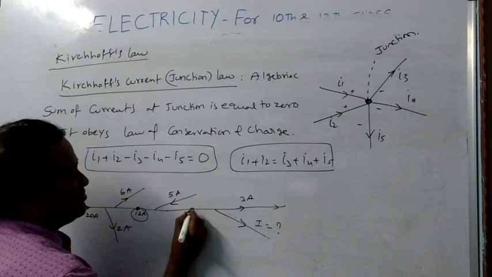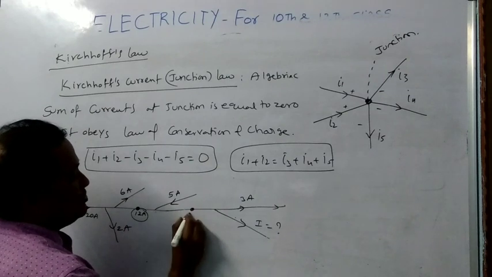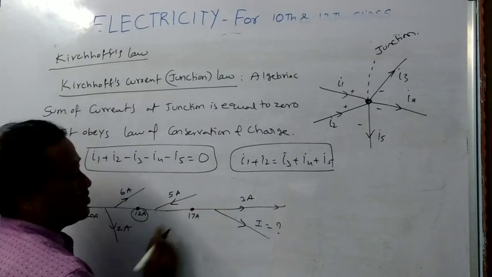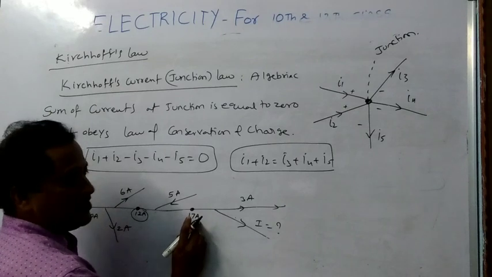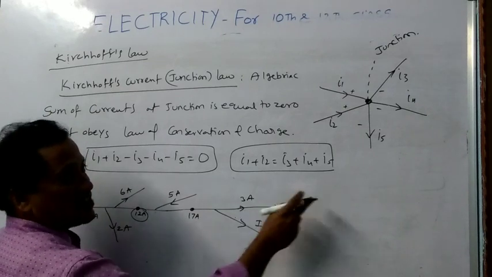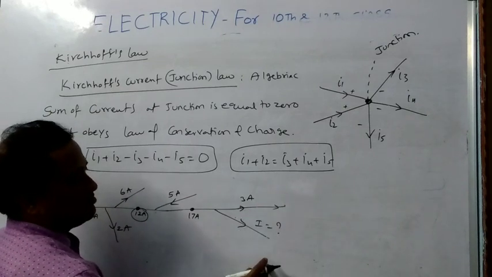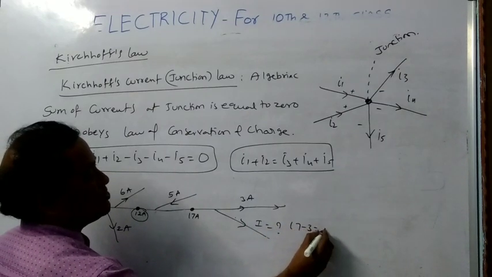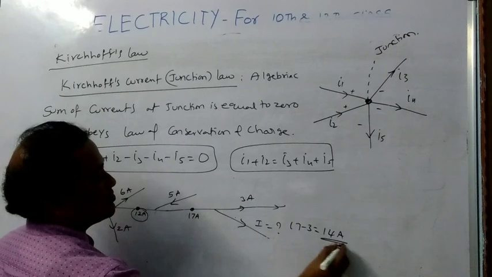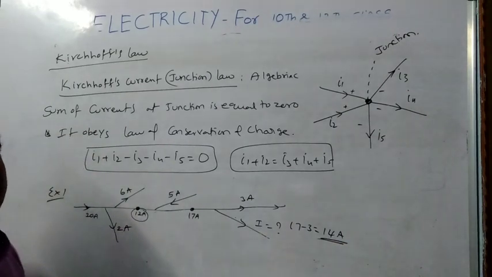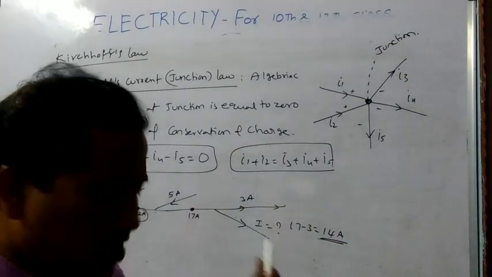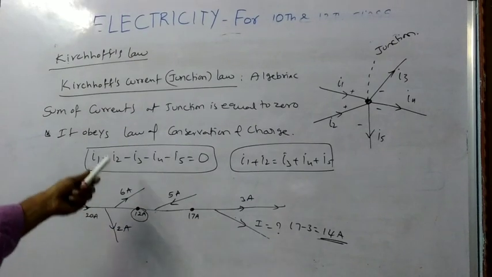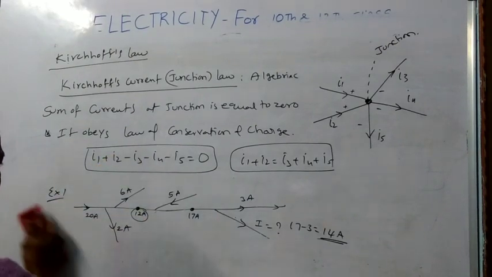How much is that here? 12 plus 5 means 17 amps. Among the 17 amps, 3 amps will be going to that side. What about this value? Simply, 17 minus 3. That is 14 amps. So the current here is 14 amps. Small, simple problems we can do by using this Kirchhoff junction law or current law.